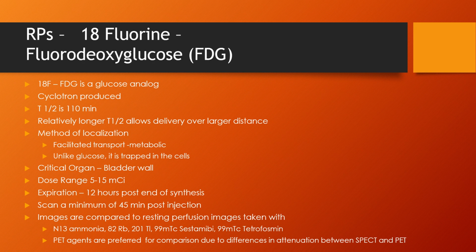Images are compared to perfusion images that were taken with nitrogen, rubidium, thallium, sestamibi, or tetrofosmin. I do want to point out, though, that PET agents are preferred for comparison for viability with FDG, because the attenuation and the spatial resolution are so much better for PET over SPECT.